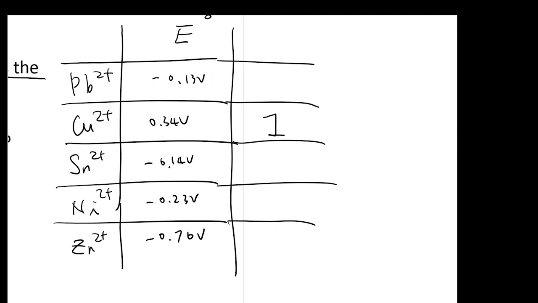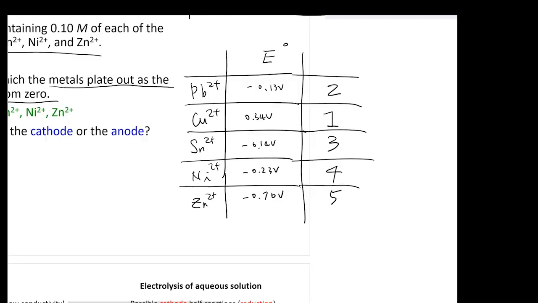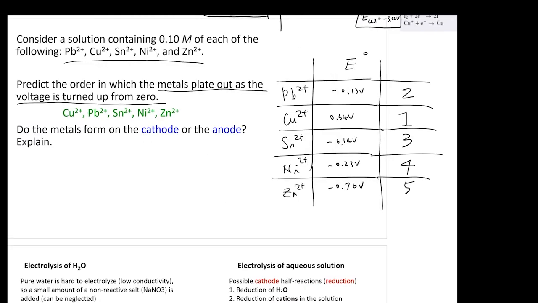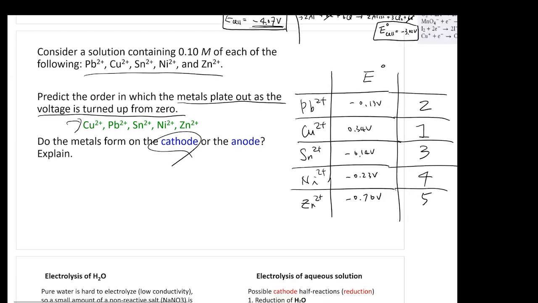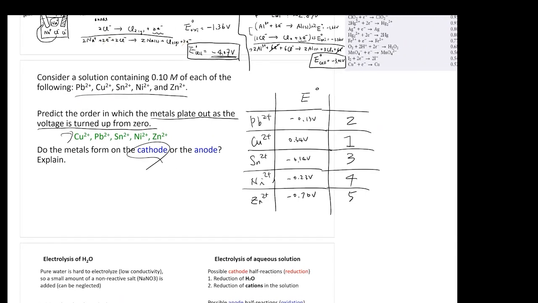Who will be the second one? Lead. Okay, so lead is the second one. Third one. Fourth. Okay, so this will be the fifth one. Therefore, when you start to turn on the voltage, you follow these orders. And all these cations will deposit where? Cathode or anode? Cations go to the cathode, anions go to the anode.